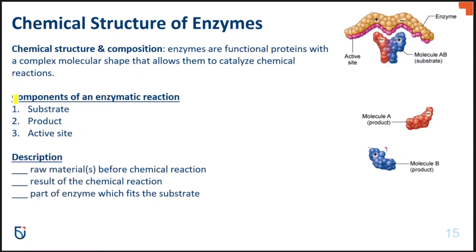Let's look at the components of an enzymatic reaction. So the three main components include the substrate. The substrate is the raw material before the chemical reaction. So it's this substance here, that molecule AB, that is the substrate. So it's in its raw form. The product, as you would expect, is going to be what you end up with. So after the enzyme acts on this substrate, AB, we're going to end up with product A and B. It's broken down, AB, into A and B.